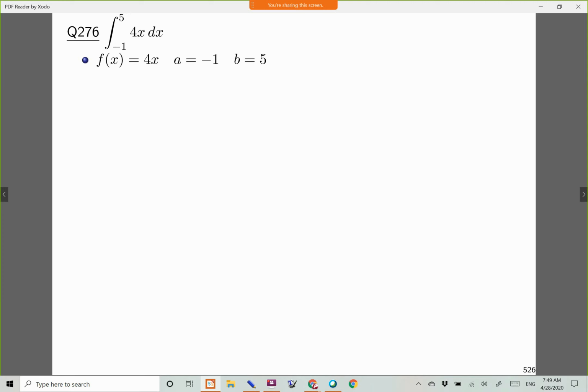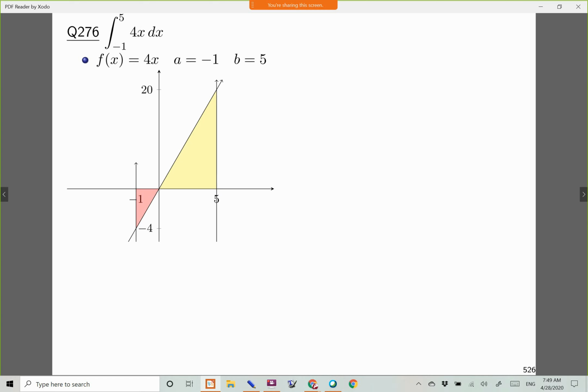y equals 4x is a y equals mx plus b, where the m is 4 and the y-intercept is 0. So this is a line of slope 4 that goes through the origin. The graph of the function is this slanted line of slope 4.